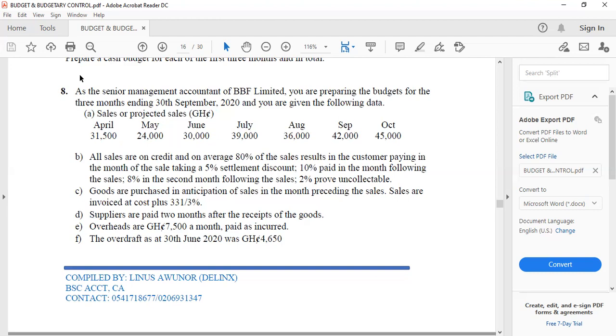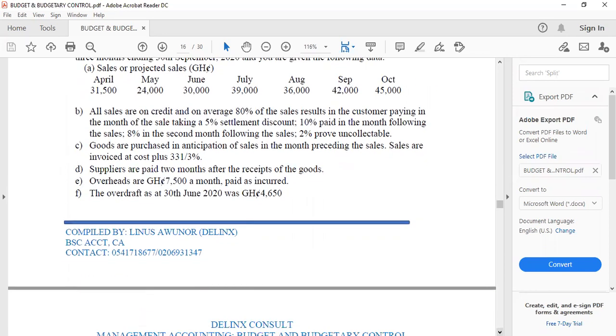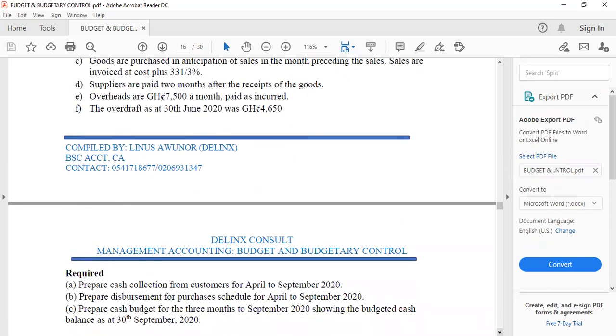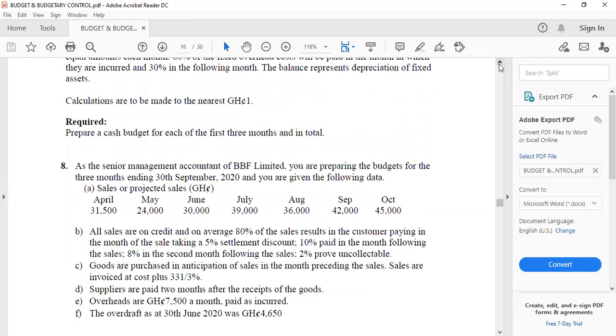The overdraft as at 30th June 2020 was 4,650. So this one, they even give you the closing balance for July. Sometimes you have to work the closing balance yourself. You have to do additional workings. We are going to pick a question and you will do the workings yourself before you start the actual question. So the requirement is to prepare the cash collection from the customers for April to September 2020. Are you okay? Yes.